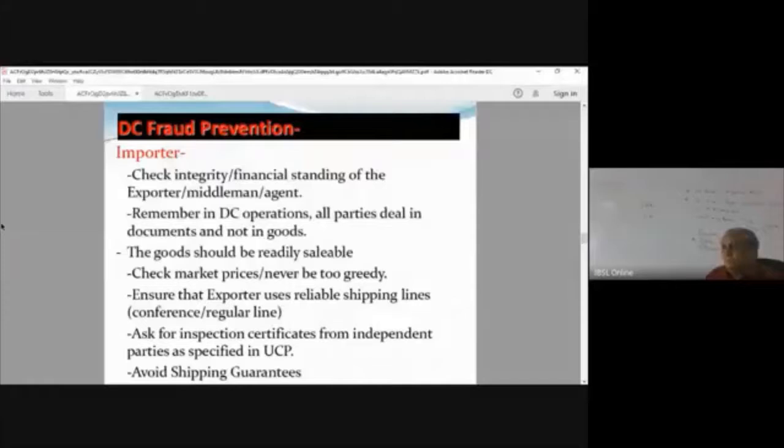This also happened when I was in Colombo. One of my customers opened an LC with us to import. You know these tube lights, you get chokes.